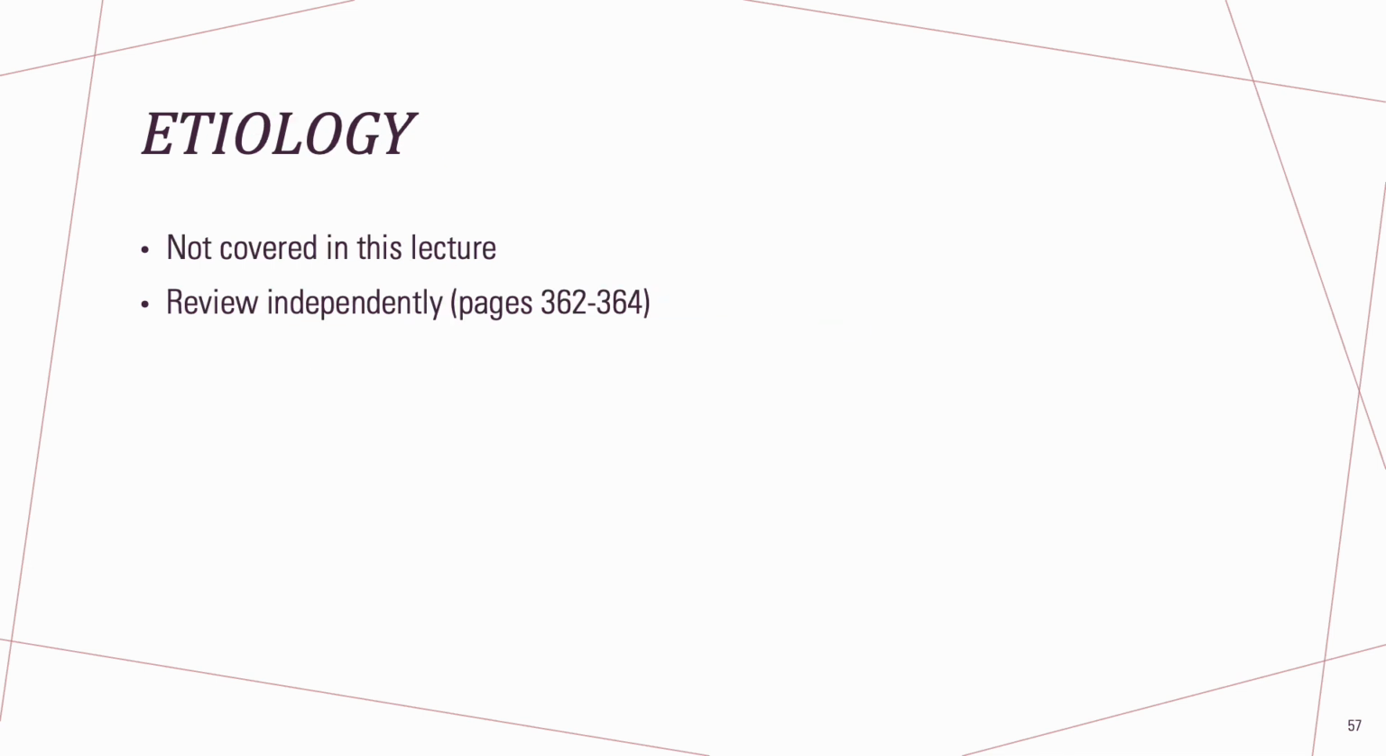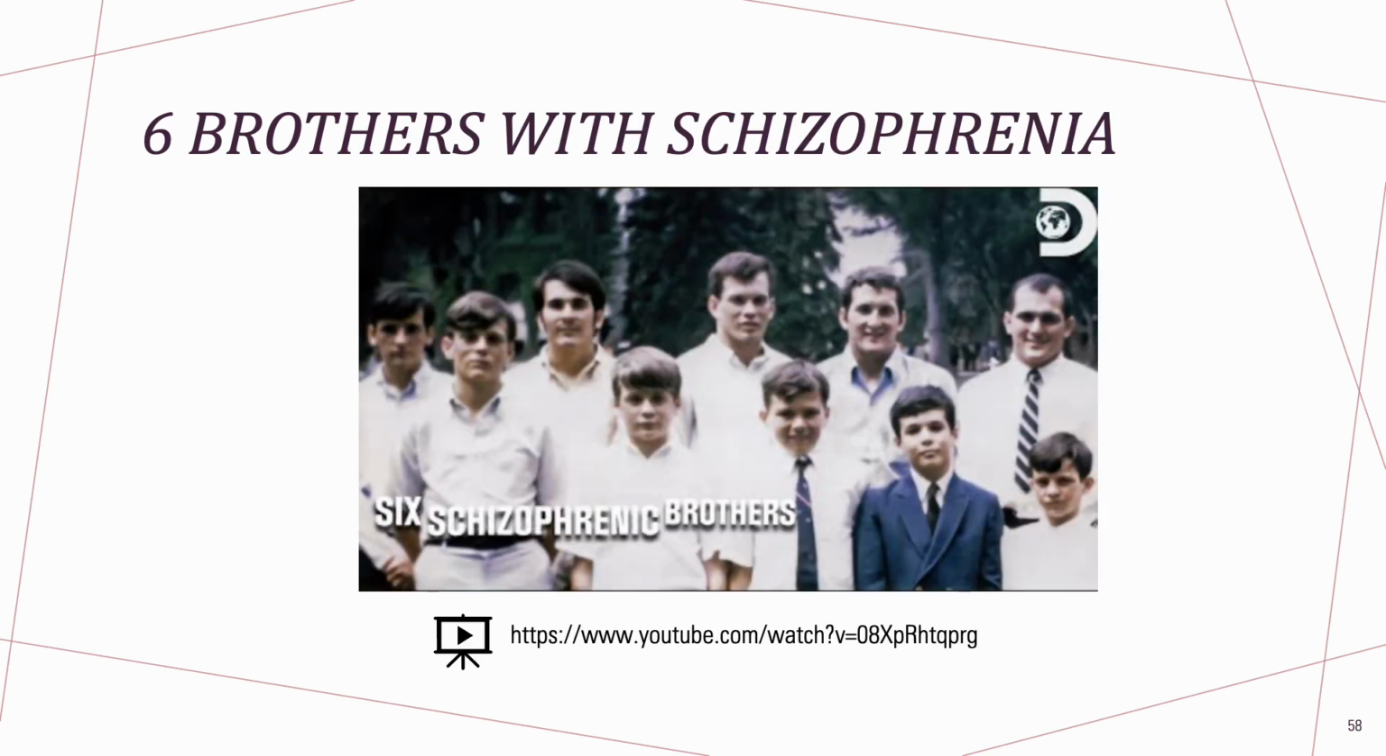I won't spend time talking about the etiology, but this is in your book, so I think this is really important to look at because remember, there's some overlap with autism that I think is covered in the book, but also just for your knowledge, schizophrenia really is a highly heritable disorder, and in fact, that's why I have this second slide, which is an interesting clip of a documentary if you're interested. So this is about 6 out of 12 brothers within the family who all had schizophrenia, and that really speaks to the heritability of this particular disorder.